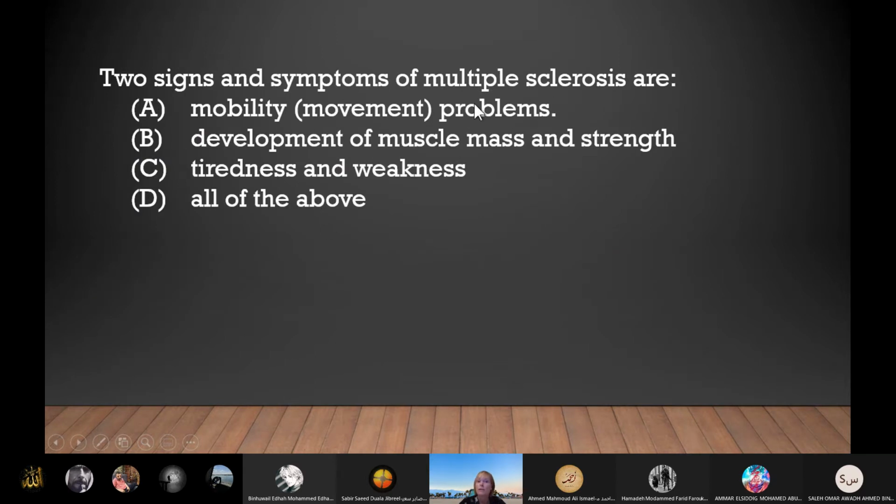Okay, so two signs and symptoms of MS are, which of these? Are they mobility? Are they development of muscle mass and strength? Are they tiredness and weakness? Or is it all of the above? Which are two signs?